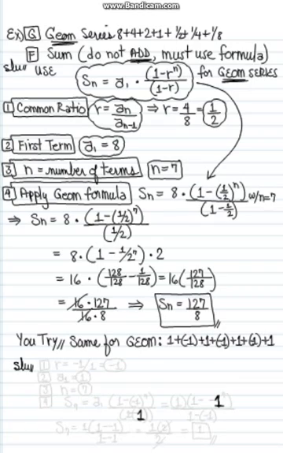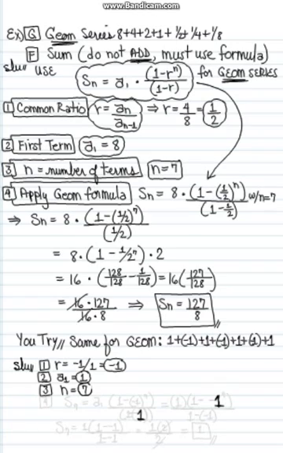Pause the video and do steps 1, 2, 3, 4. See what your answer is. You know it's going to be 1. Come back and check it out. Okay, step 1, common ratio: any term divided by the term before it gives me negative 1. And a sub 1, the first term, is 1, and the number of terms is 7.